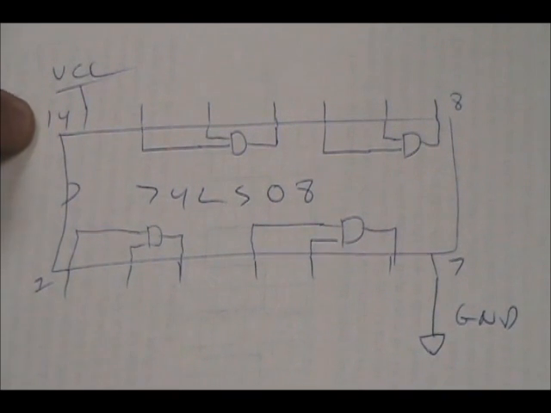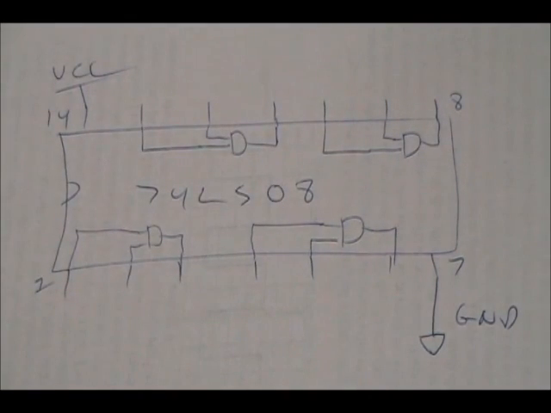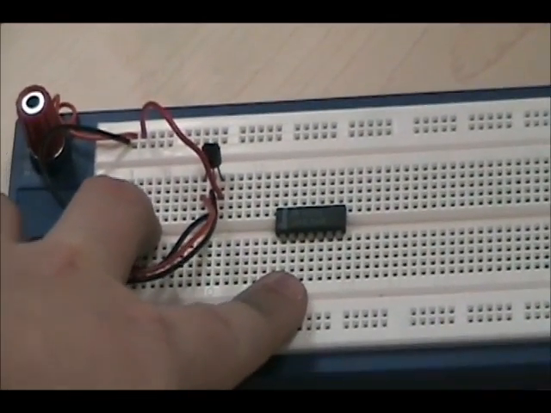Okay? So we've got 4 2-input AND gates on here. All we care about is, we're just going to use one of them. There's always 2 inputs and 1 output. Pardon my penmanship again. I'm used to using AutoCAD. I use AutoCAD for just about everything. So what I'm going to do is show you how I'm going to hook this up.